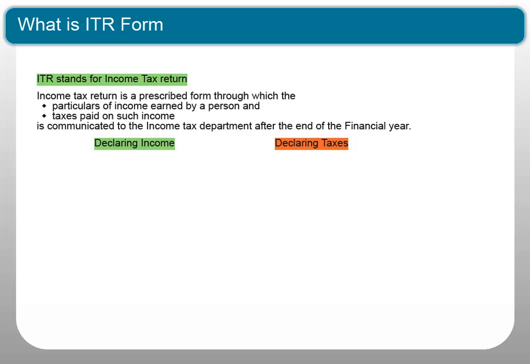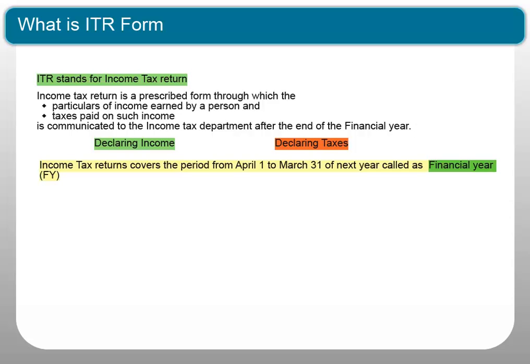Declaring taxes means you should have paid all your taxes in the form of TDS or tax deducted at source, advance tax or self-assessment tax. Income tax returns cover the period from April 1st to March 31st of the next year, unlike the calendar year which runs from January 1st to December 31st. This period of April 1st to March 31st of the next year is called the financial year or FY.